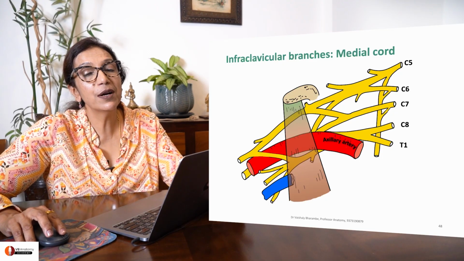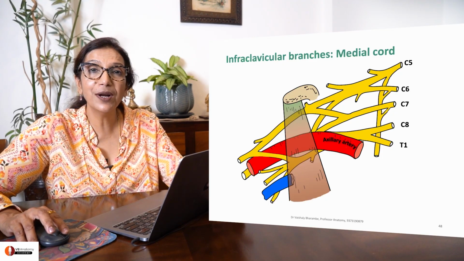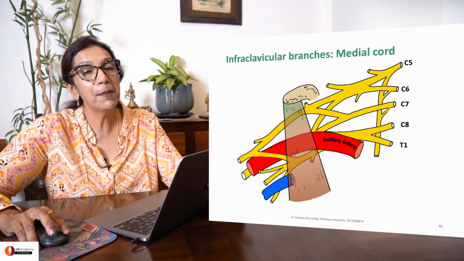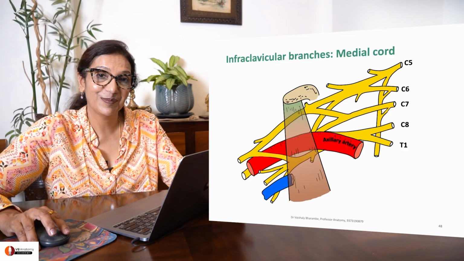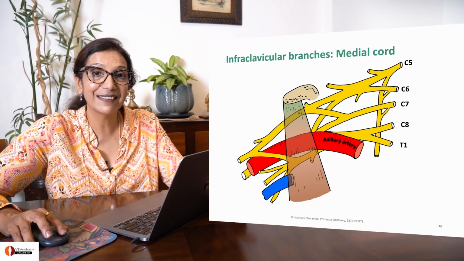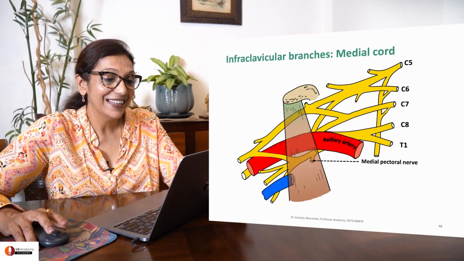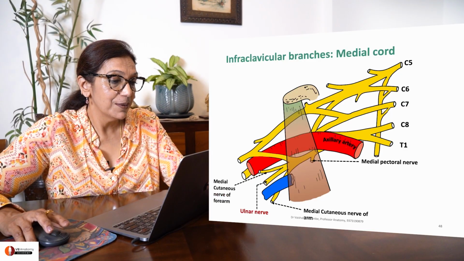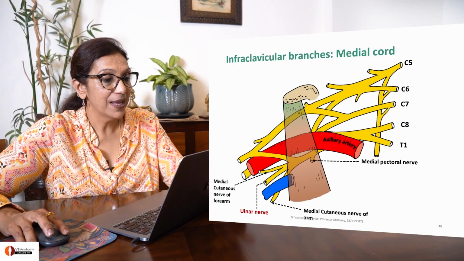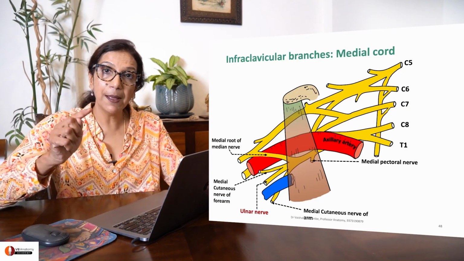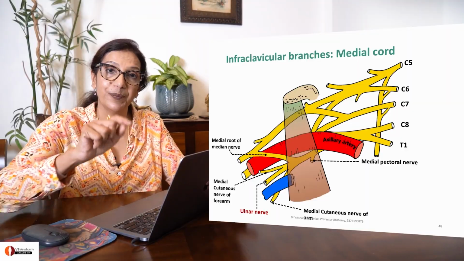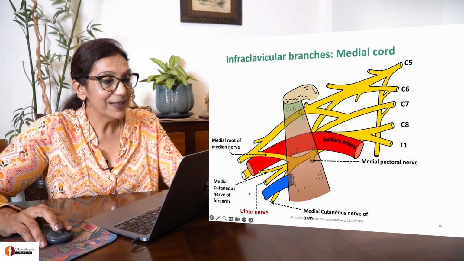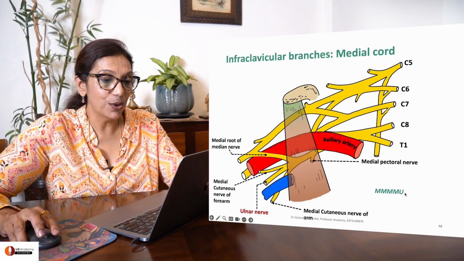Right, so we now come to the medial cord. Medial cord has a very peculiar mnemonic, MMMMU. Something like that. I don't know, it works for me. Medial pectoral nerve, medial cutaneous nerve of arm, ulnar nerve, medial cutaneous nerve of forearm, and medial root of median. MMMMU. Okay, so these are the branches of medial cord.